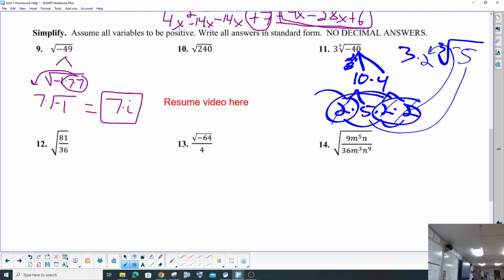So then we have 3 times 2 is 6. The negative comes out as just a negative, because negative times a negative times a negative is a negative. Because a negative times a negative is a positive, and a negative times a positive is a negative.